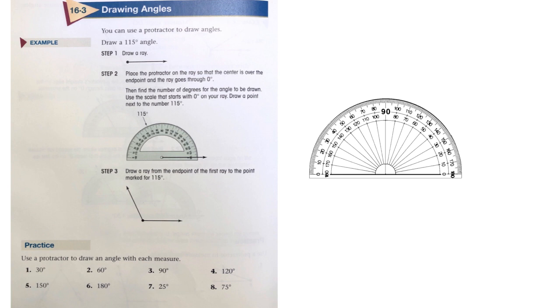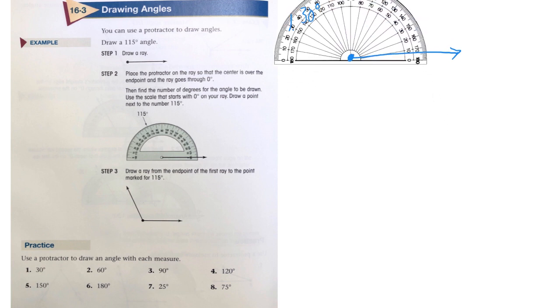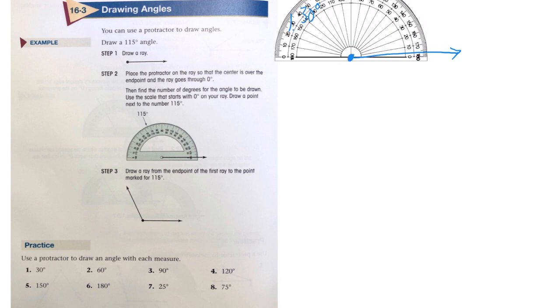Let's take number 1. We need a 30-degree angle. So I'll start by making a ray as best I can, freehand. Then we put the protractor on it. Oh, of course it goes off the top. That's all right, we can still see the 30 degrees. So our 30 degrees is going to be up there.